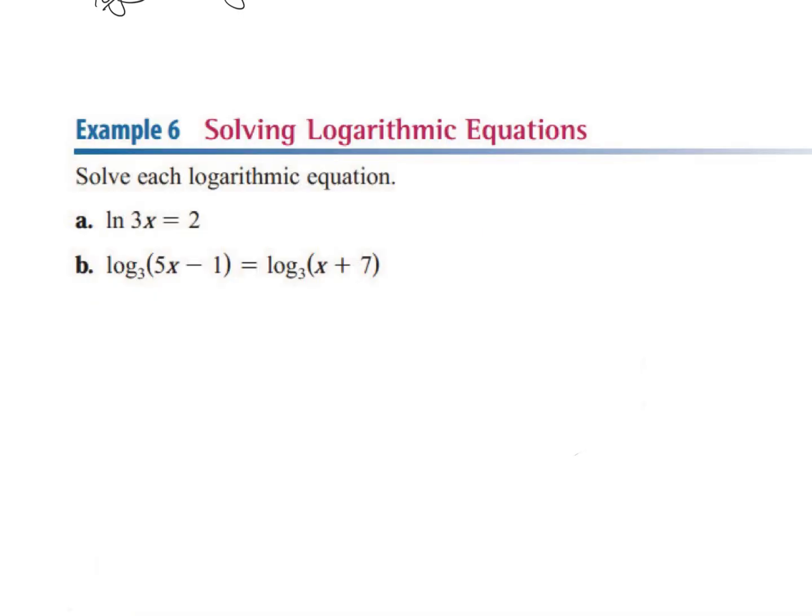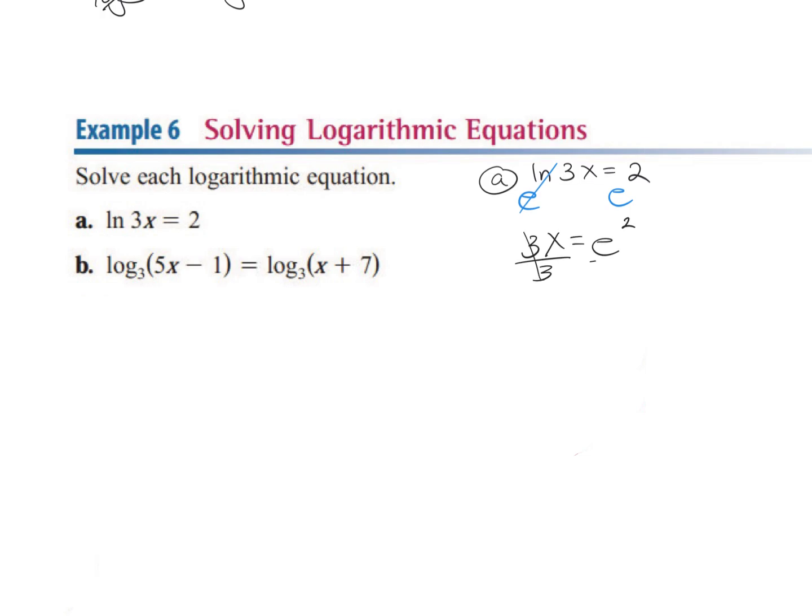Okay, so we have example 6. I'm going to go ahead and write A up here. So we have ln of 3x equals 2. The first thing I would do is put an e on both sides, because the e and the ln cancel out. So we're left with 3x is equal to e to the second power.